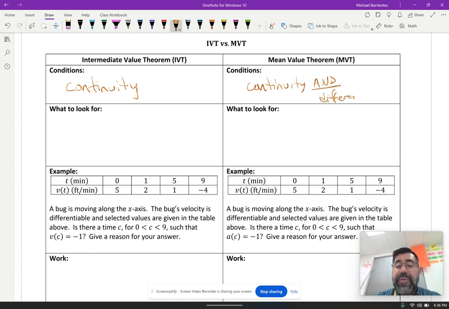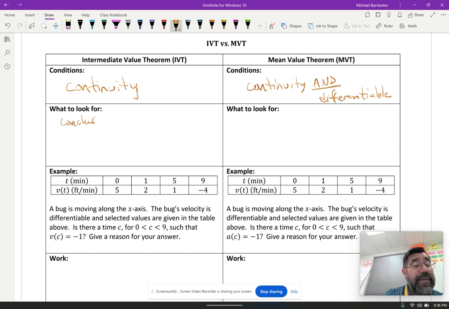So I got to have both. And I got to have them on the same interval, but one of them is closed and one of them is open. Just think continuity is closed. So CC, continuity closed, differentiable is open. So what are we looking for? We're looking for a conclusion.